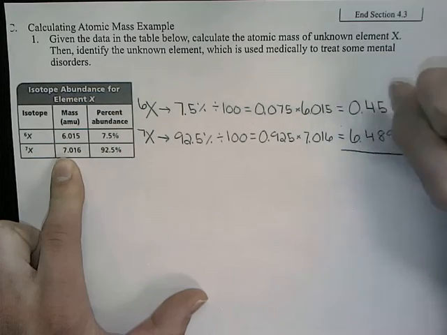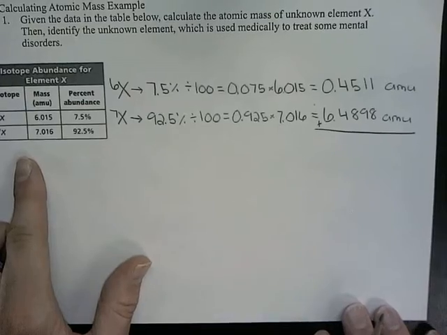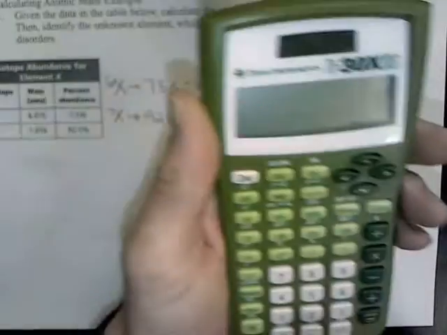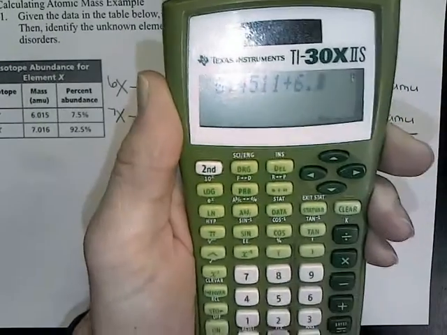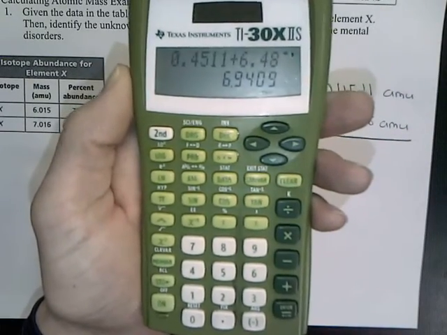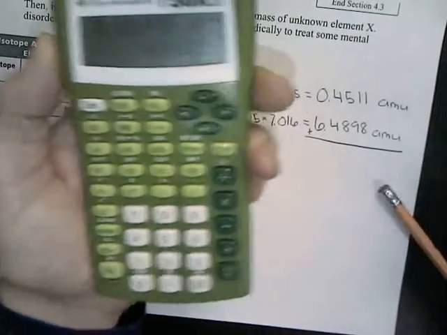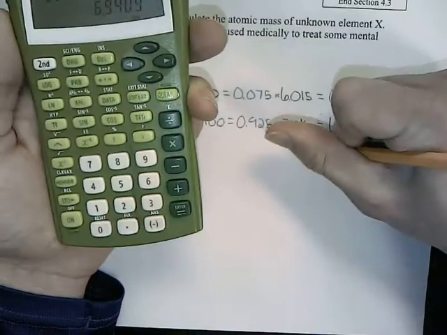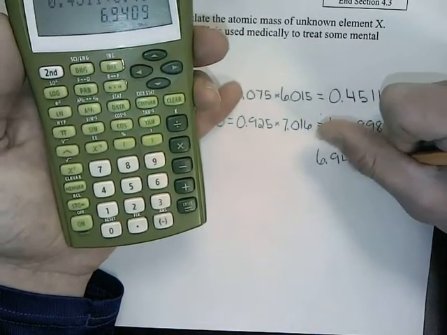Now, the last step here is adding these numbers that we've just spent the time going over and getting our atomic mass. So I'm going to put 0.04511 plus 6.4898, the numbers we just went over. And I get a value of 6.941. Okay, I'm rounding here to 3 decimals. Okay, so 6.941 AMU.